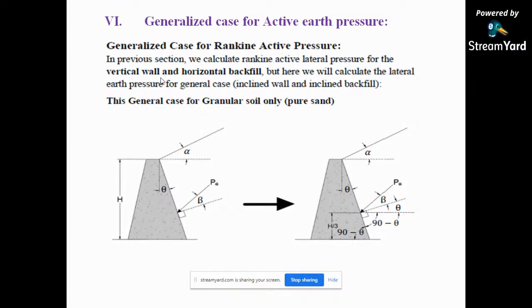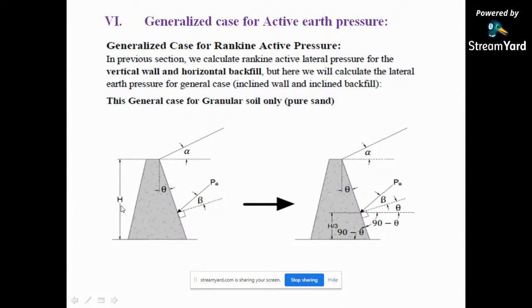In the previous section, we calculated Rankine active pressure for the vertical wall and horizontal backfill. But here we will calculate the lateral earth pressure for the general case. General case means inclined wall and inclined backfill. This general case is for granular soil only, that means pure sand. When there is pure sand, or well graded soil, then what will happen? We need to calculate. So you can see the first diagram.